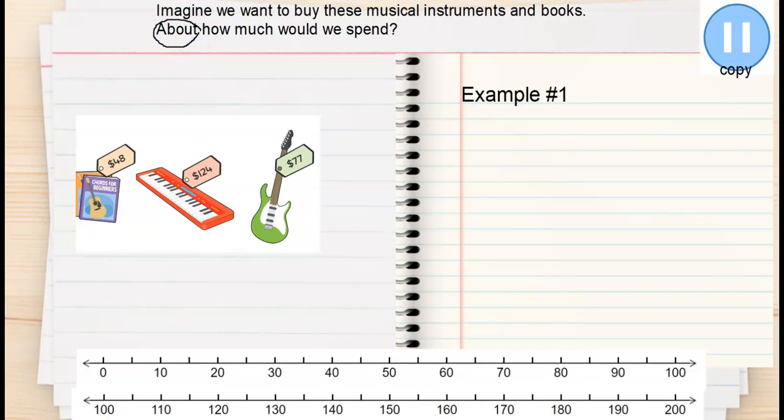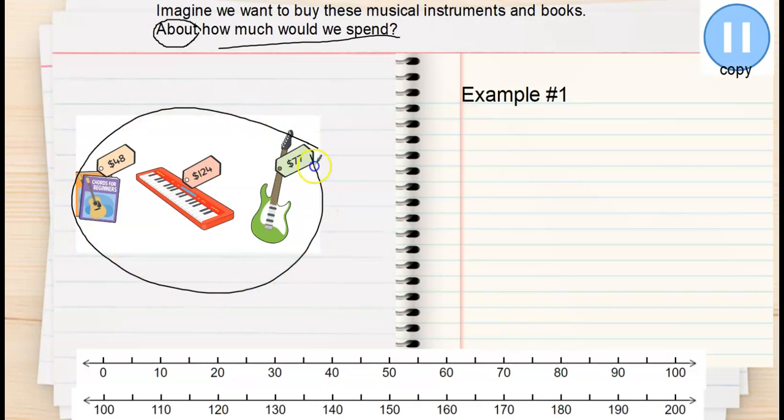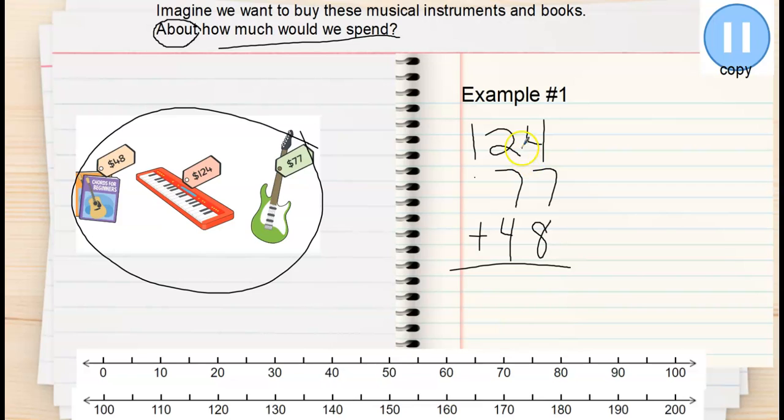So about means that we're going to be rounding today, and since it says how much we are spending, we're going to find the total of all 3 of these items. You can see I have set up my problem here and I've lined up the place values correctly and wrote neatly. But since we're not finding an exact answer, since we're rounding, I'm going to put an X underneath to indicate that I don't want an exact answer.